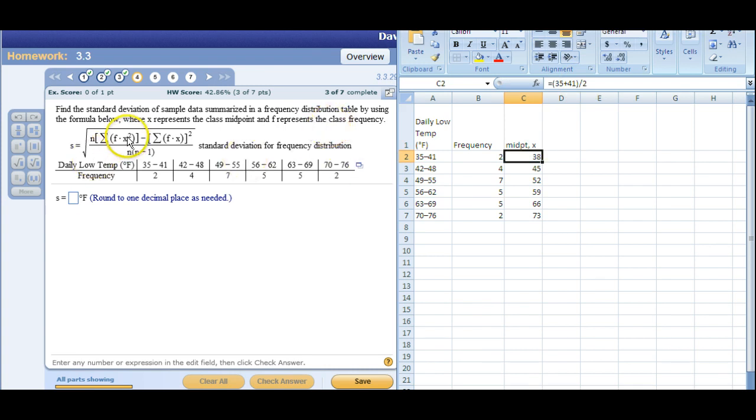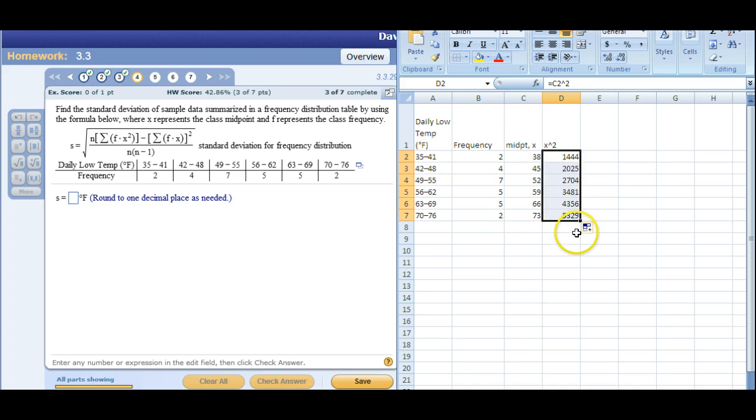Now, notice I need to square the midpoints. Okay, so here I'm going to write X squared. And then here, watch what I do. I type equals. I click this, which represents an X. And then I square it. I'm going to press the caret symbol and 2. And then I'm going to click this cell, highlight that little black box right there. Notice the cursor changes. And when I click it, I drag all the way down to the bottom, or you can just double click it.